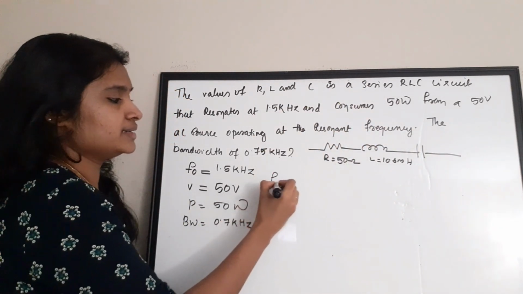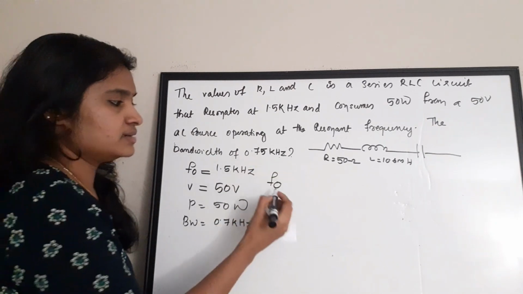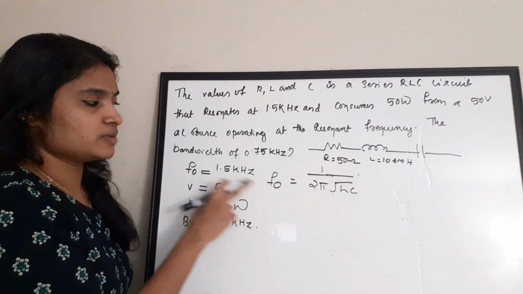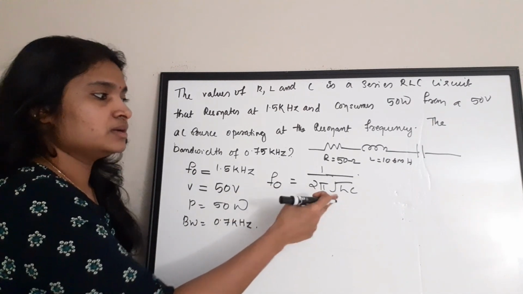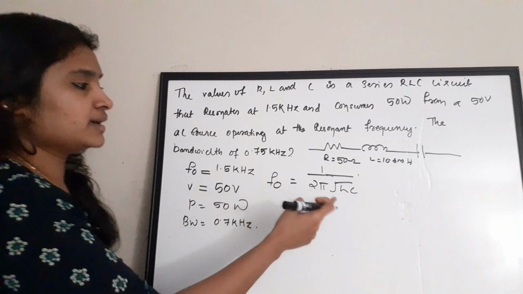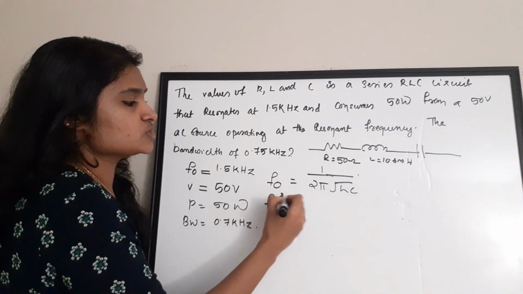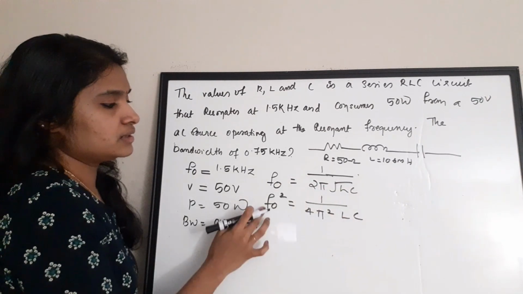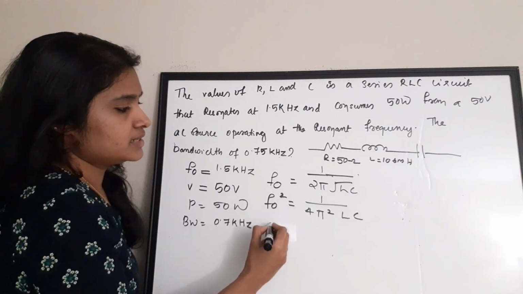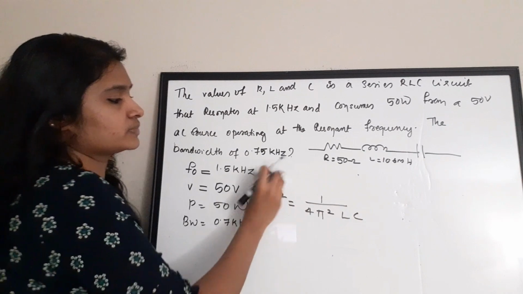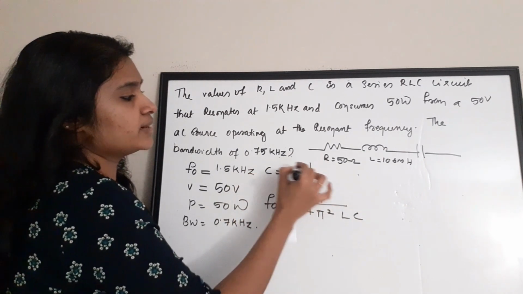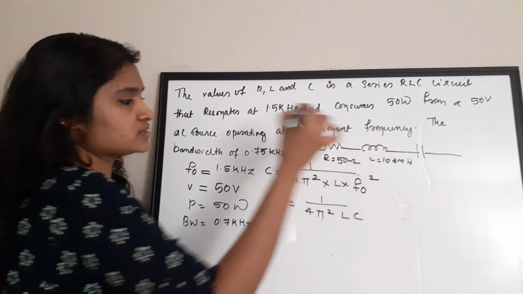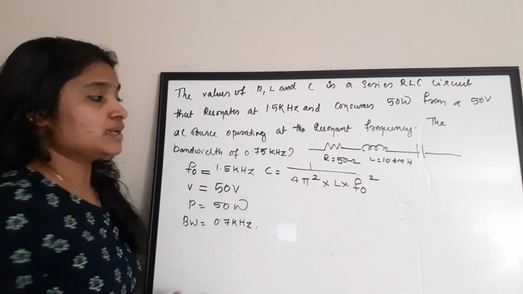For that, we will use the relation for resonant frequency in hertz. That is, F0 is equal to 1 by 2 pi into square root of LC. So, here the resonant frequency is known. L value is known. So, you can find the C value. For that, first I will square on both sides. So, F0 square is equal to 1 by 4 pi square LC. Right. Directly you can write it for C. I'll write it above. C is equal to 1 by 4 pi square into L into F0 square. So this is the equation to find the value of capacitance.